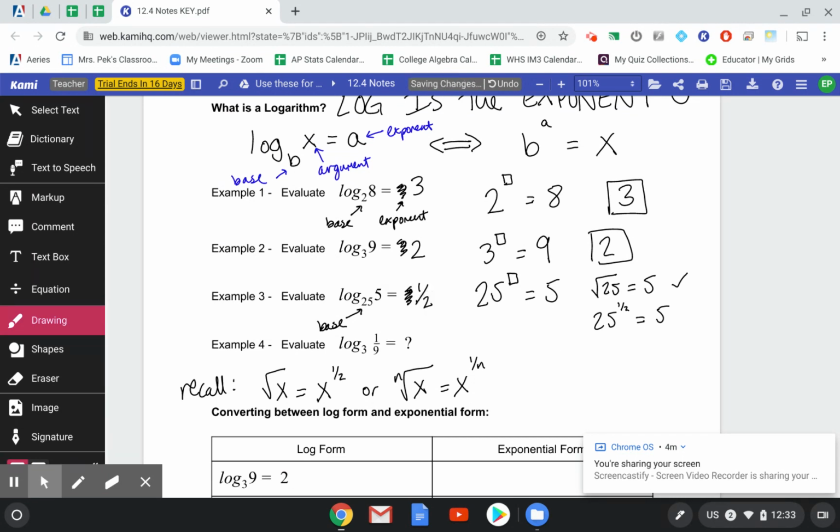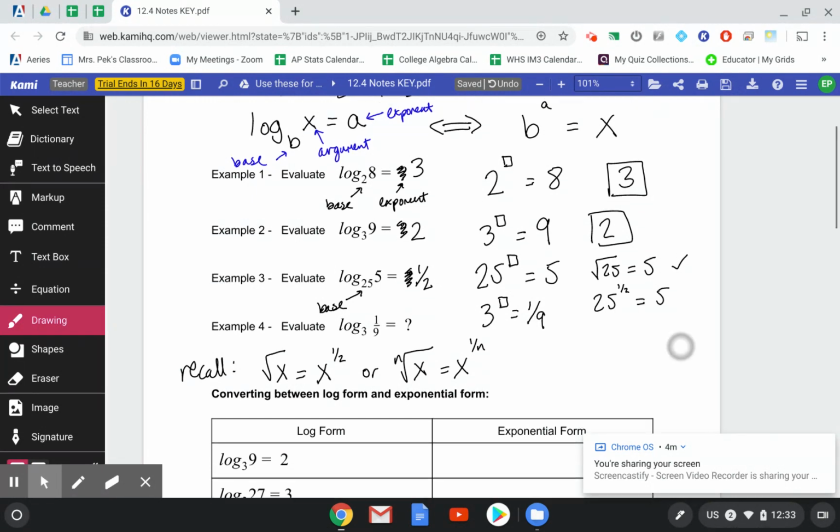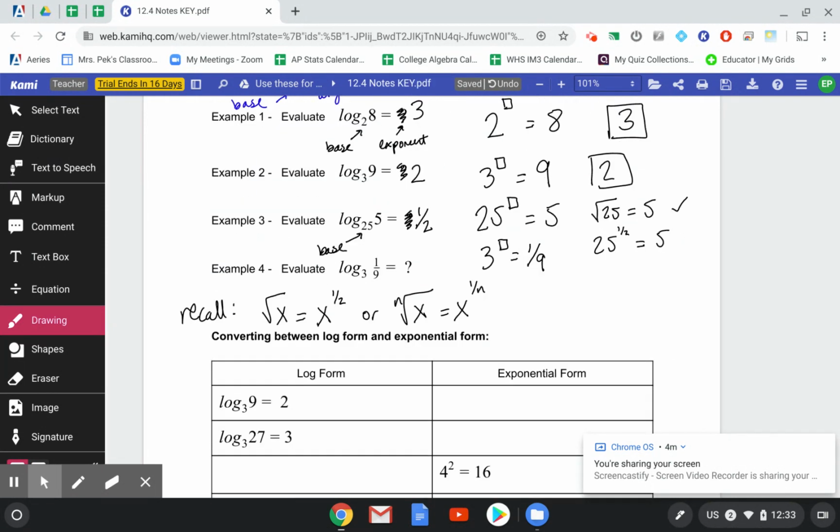All right, and then the last one, we want to figure out 3 to what power is 1/9. So again, we're throwing you a little bit of a curveball here. When I want to create fractions with exponents, we need to think about our negative exponents. So x to the negative n power is 1/x to the n.